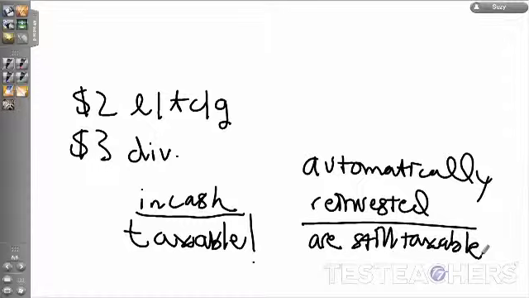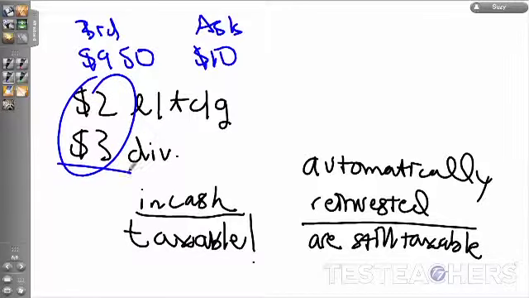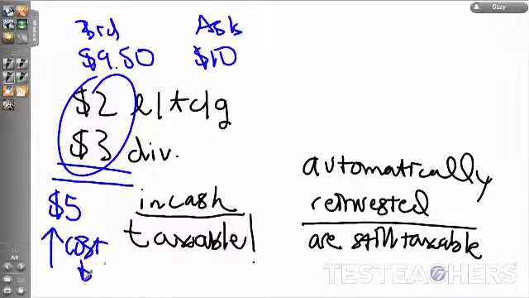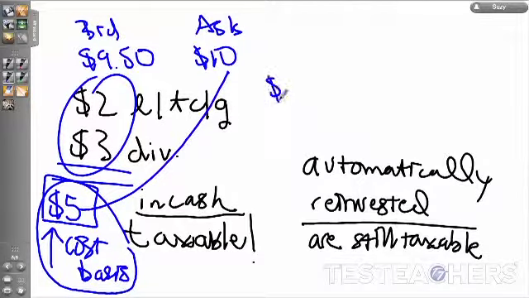So if you bought this mutual fund share when the bid was $9.50 and the ask was $10, and you automatically reinvested the $2 and the $3, it has the effect of increasing the investor's cost basis. Automatically reinvested dividends and capital gains increase the investor's cost basis. So at this point, the cost basis per share is 15.